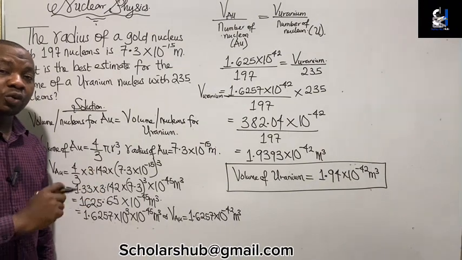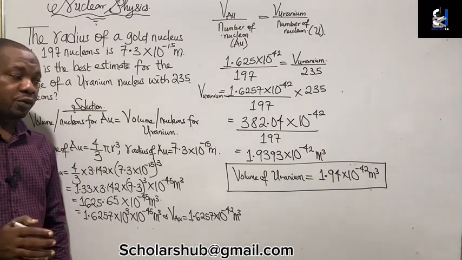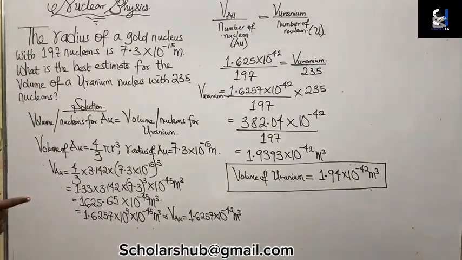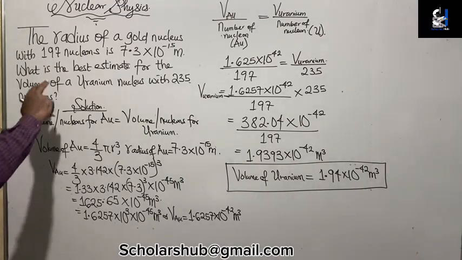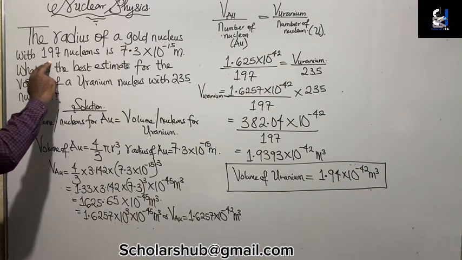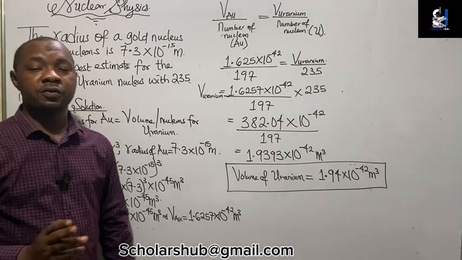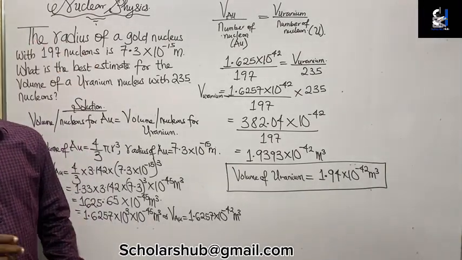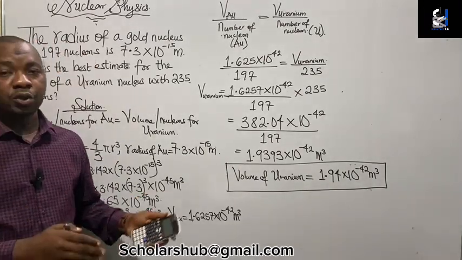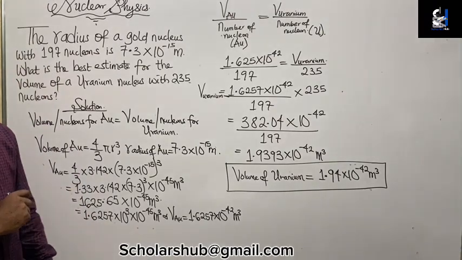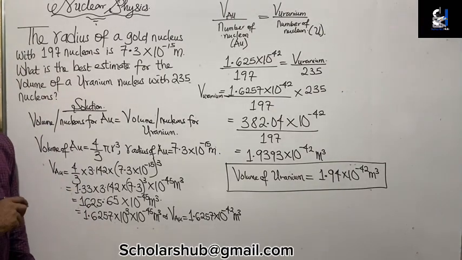And this is how to calculate the volume of uranium when given the radius of the gold nucleus and also the nucleon number of the gold nucleus to be 197, when the nucleon number for the uranium nucleus is 235. Don't forget, nucleon number is the number of protons and neutrons in the nucleus of the gold and the uranium elements.